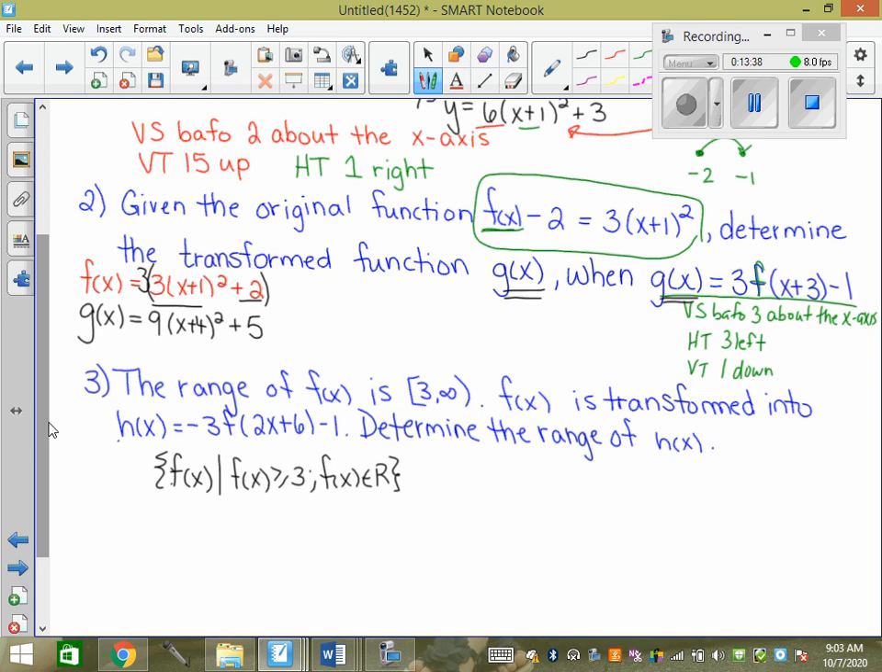So f of x is transformed into h of x. H of x equals negative 3 f of 2, I can take the 2 out, x plus 3, minus 1. Now here's one of those situations again. I went from a certain f of x, I'm now going to an h of x with an f in it. What does this mean? They stated the transformations to me, that's all it means. It's another way without saying the words.